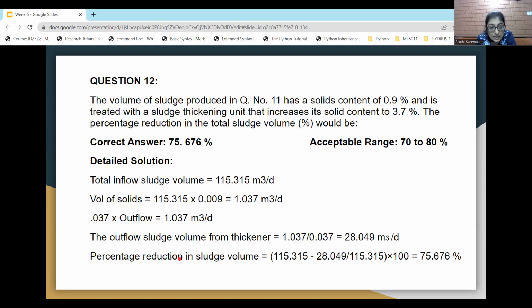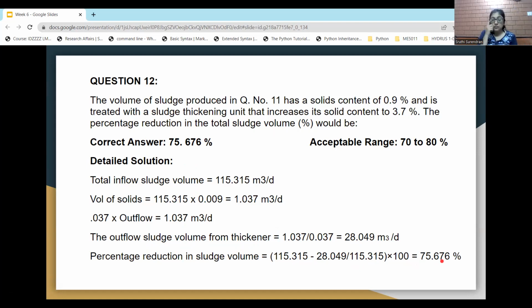In order to get the reduction in sludge volume, we have the inflow sludge volume and the outflow sludge volume. When you find the difference between the two, it is 115.315 minus 28.049 divided by 115.315, which gives us 75.676%. Kiran, your answer was right. It is around 75 or 76%, the percentage reduction in the total sludge volume.